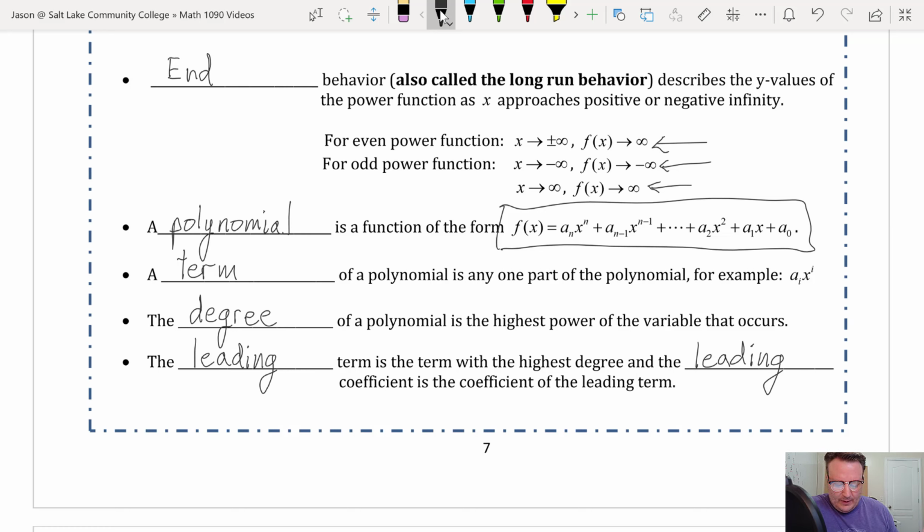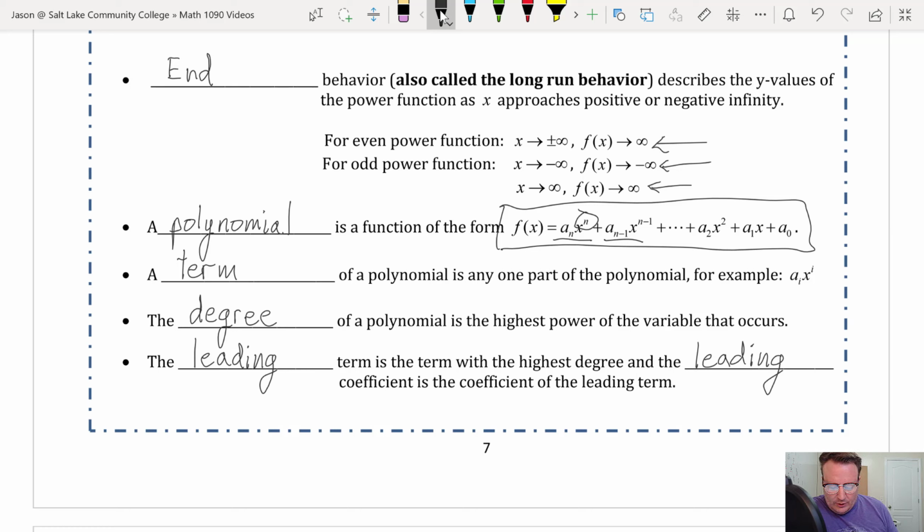Okay. A term of a polynomial is any one part of the polynomial. So here's the first term in the polynomial, the second term, and so on and so forth. A term is just the scalar times the power function. The degree of a polynomial is the highest power of the variable that occurs. So this polynomial is degree n.